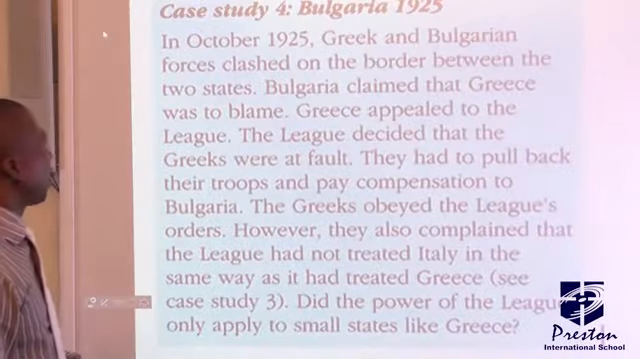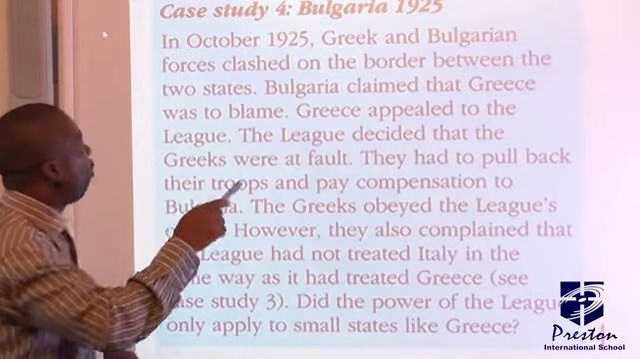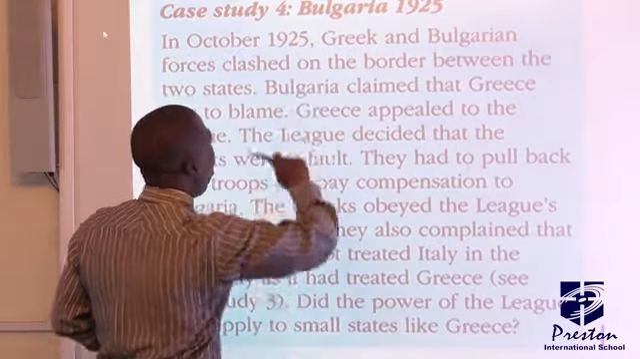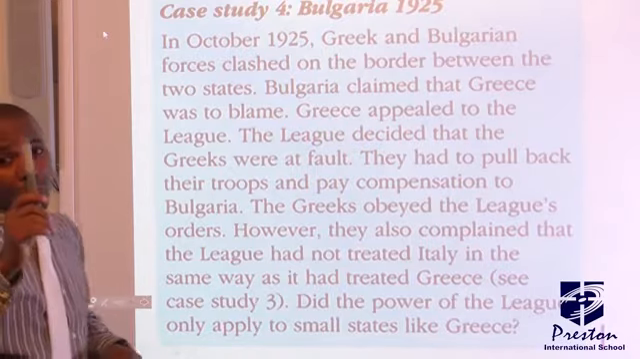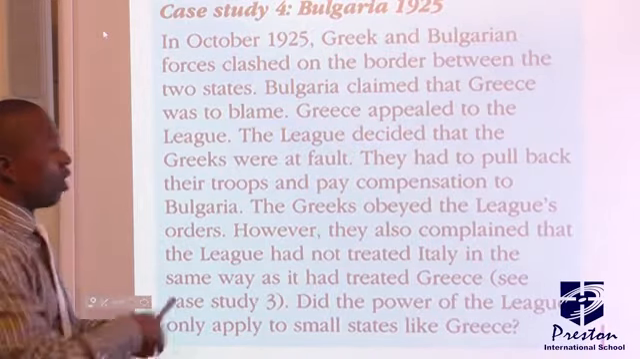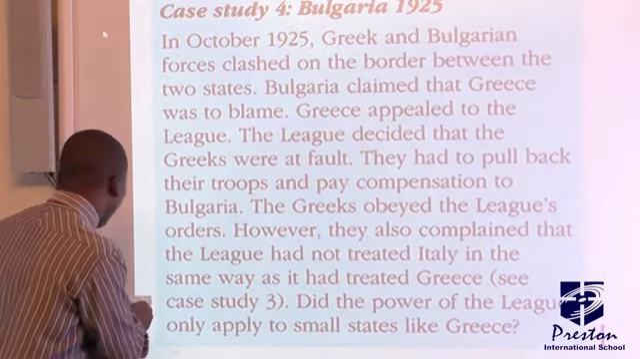Let's look at another success. Another success was the case of Bulgaria in 1925. We are not going to go into details. We shall be looking at the details in our Google Classroom. Let's quickly go to the failure of the League of Nations.